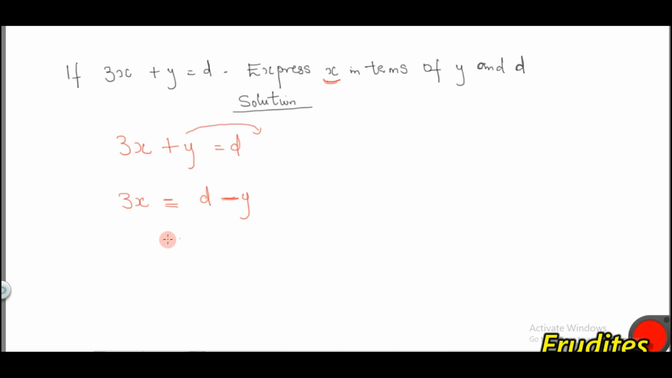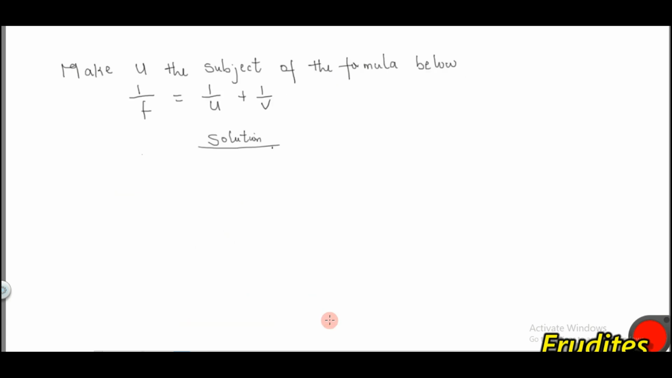The next thing I will do is to divide both sides of the equation by the coefficient of x, which is 3. The coefficient of x is that number that is attached to x, and that is 3. So my expression will now be 3x divided by 3 is equal to d minus y divided by 3. So this 3 will cancel out this 3. My x will be left alone. So my x will be equal to d minus y over 3. This is my answer to this question. It is very straightforward and simple as well. Let's look at another example.